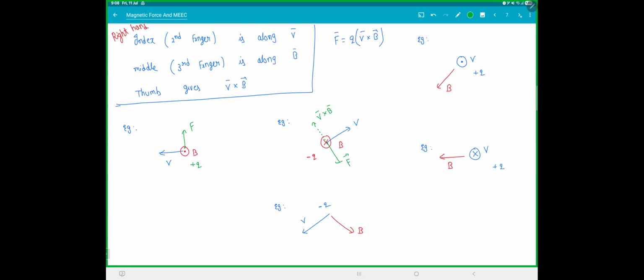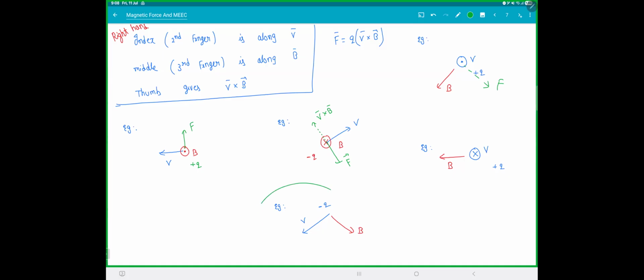What about the third example? Here V is pointing up, so the finger will be up. B is pointing southwest, so it will be like this, isn't it? V is pointing up, the middle finger is pointing southwest, and the thumb will point southeast, towards Australia. Make sense? Since it's a positive charge, force also will be that way. Anyone confused so far? Please ask.